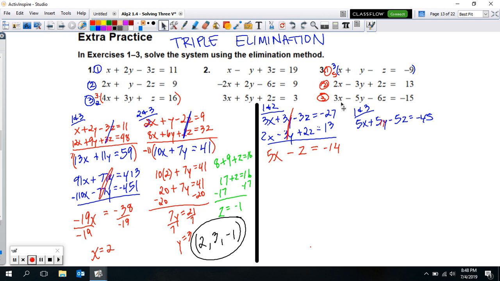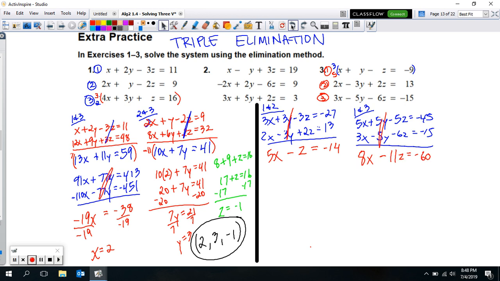And then we're going to just go ahead and just copy down equation 3 there, just below it. You're not going to change that one at all. And as we copy that down, you could cross out the y terms because they are opposites. Positive 5y, negative 5y, and they cancel each other out. And now we're just going to combine the like terms, what's left.